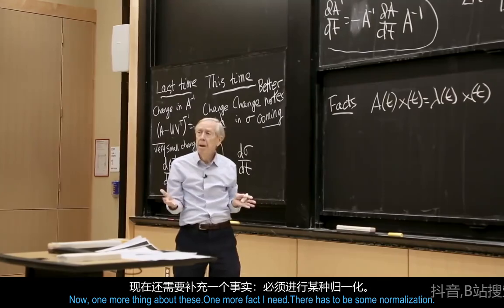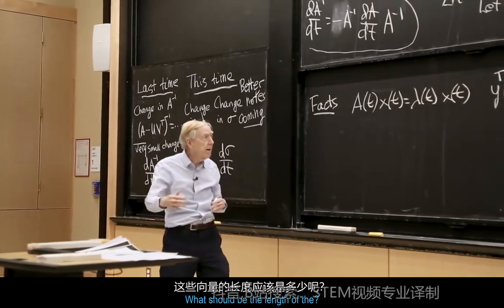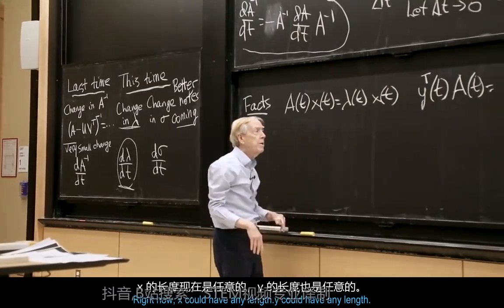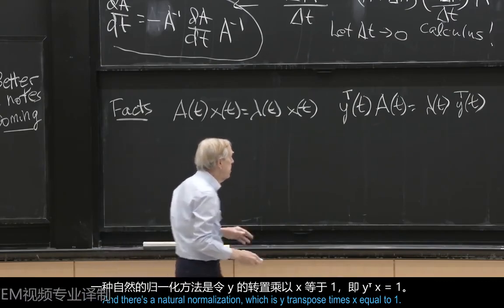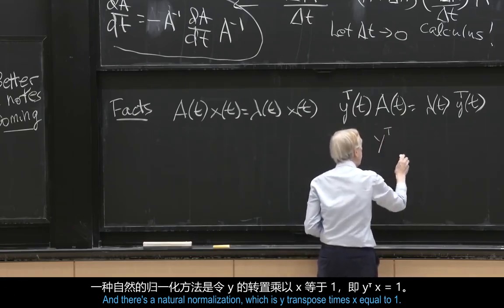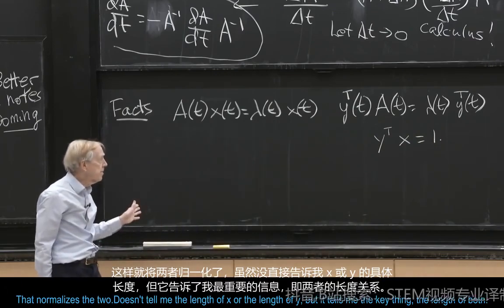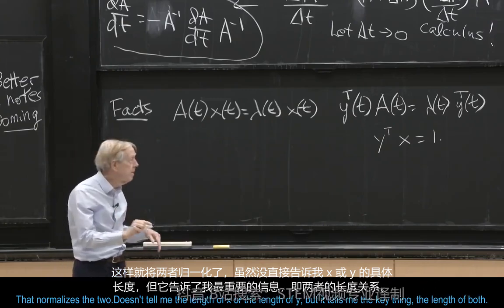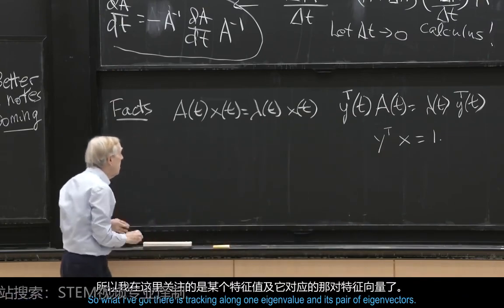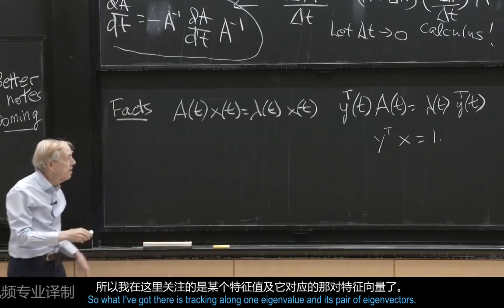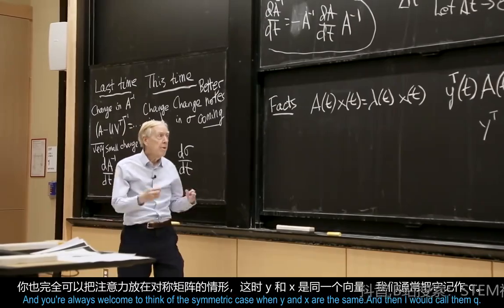There has to be some normalization. What should be the length of these? Right now, x could have any length, y could have any length, and there's a natural normalization, which is y transpose times x equal to 1. That normalizes the two. It doesn't tell me the length of x or the length of y, but it tells me the key thing, the length of both.